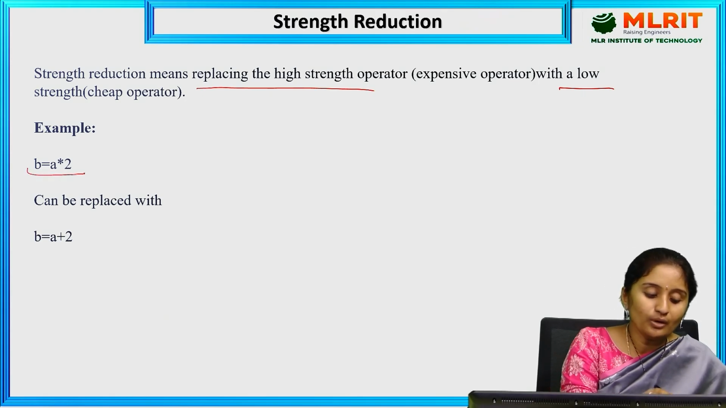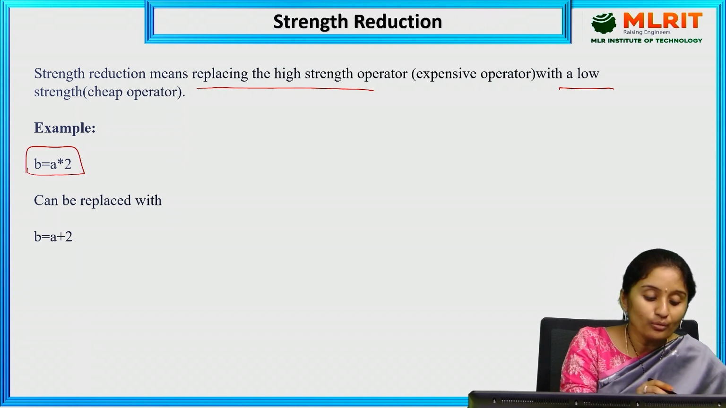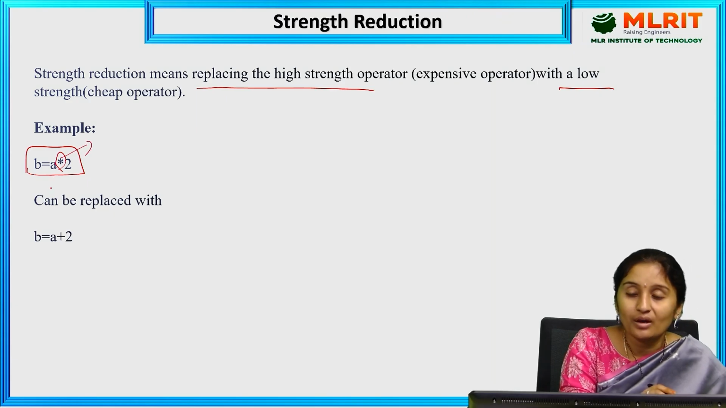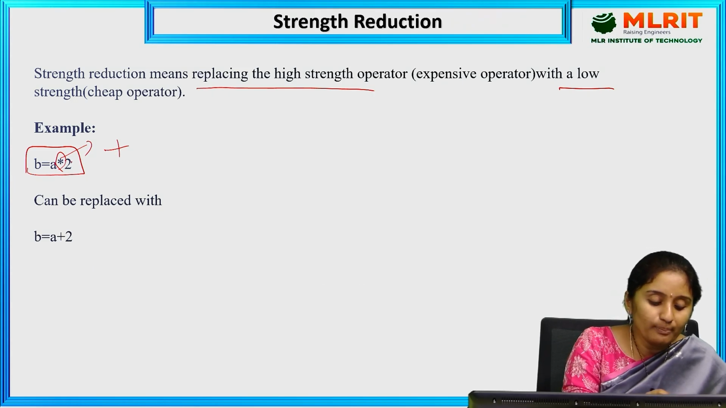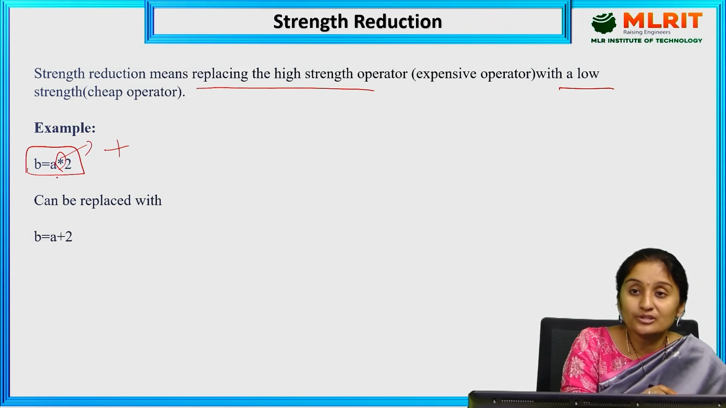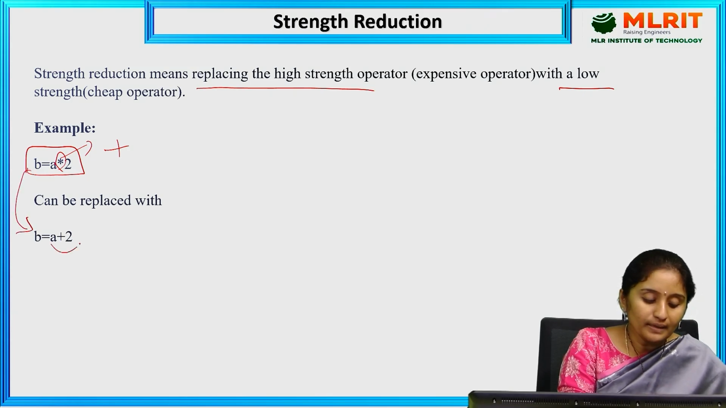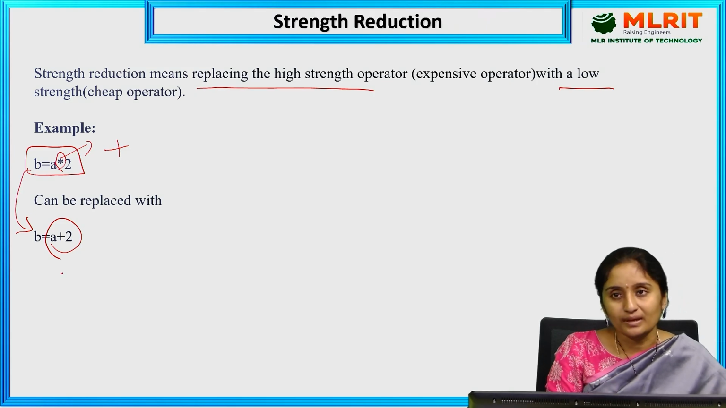See here, b equal to a into 2. B equal to a into 2 is the statement. Now here a into 2 is multiplication, which is taking more time, or is having high strength, a more expensive operator when compared to the plus operator or minus operator. So we are going to replace this highest expensive operator with the lowest operator, like a plus a. I am going to replace it with that. So that is the strength reduction.